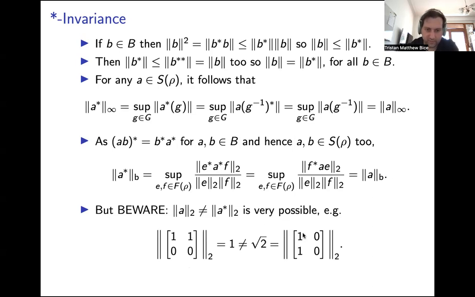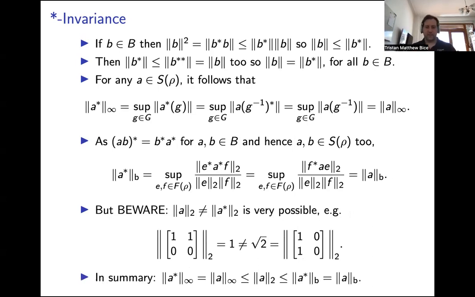But if you switch things around, if you look at the star, or the adjoint or transpose, of this matrix, then now you have 2 different columns. One column has norm square root of 2, the other column has norm 0. But you're taking the supremum, so in the end, the 2 norm of the whole matrix will be root 2. So definitely the norms of A and A star, the 2 norms at least, are very often not going to be the same. That is the key difference between the infinity norm and the B norm.